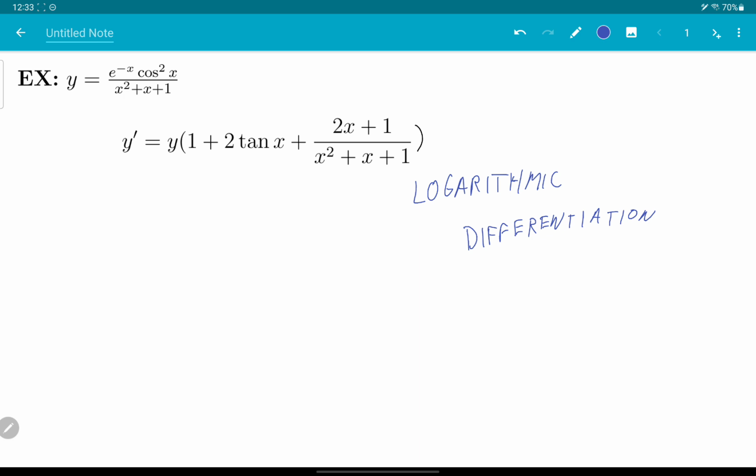Okay, if we want to find y prime, we could jump in, do a quotient rule, and it would be unpleasant but possible to do it directly. But here, logarithmic differentiation is going to make it a little bit easier for us. We'll see how. Okay, so here's y, and we want to find y prime, which is conveniently given here, so we can check.